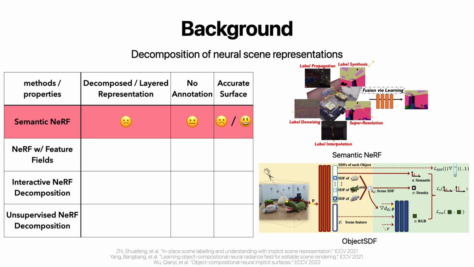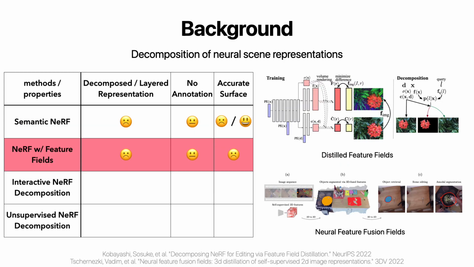Among related works, Semantic NeRF and Object NeRF learn semantic fields or instance fields with multi-view segmentation masks for scene decomposition. Follow-up works like ObjectSDF extend these pipelines for better surface recovery. However, they still rely on relatively accurate multi-view segmentations, which require manual annotation. Distilled feature fields and neural feature fusion fields distill 2D features into neural scene representations for query-based scene decomposition. However, they still require manually provided queries, and their query-based nature is more suitable for local editing and impedes applications requiring global reasoning upon a scene, such as the decomposition of a salient object.